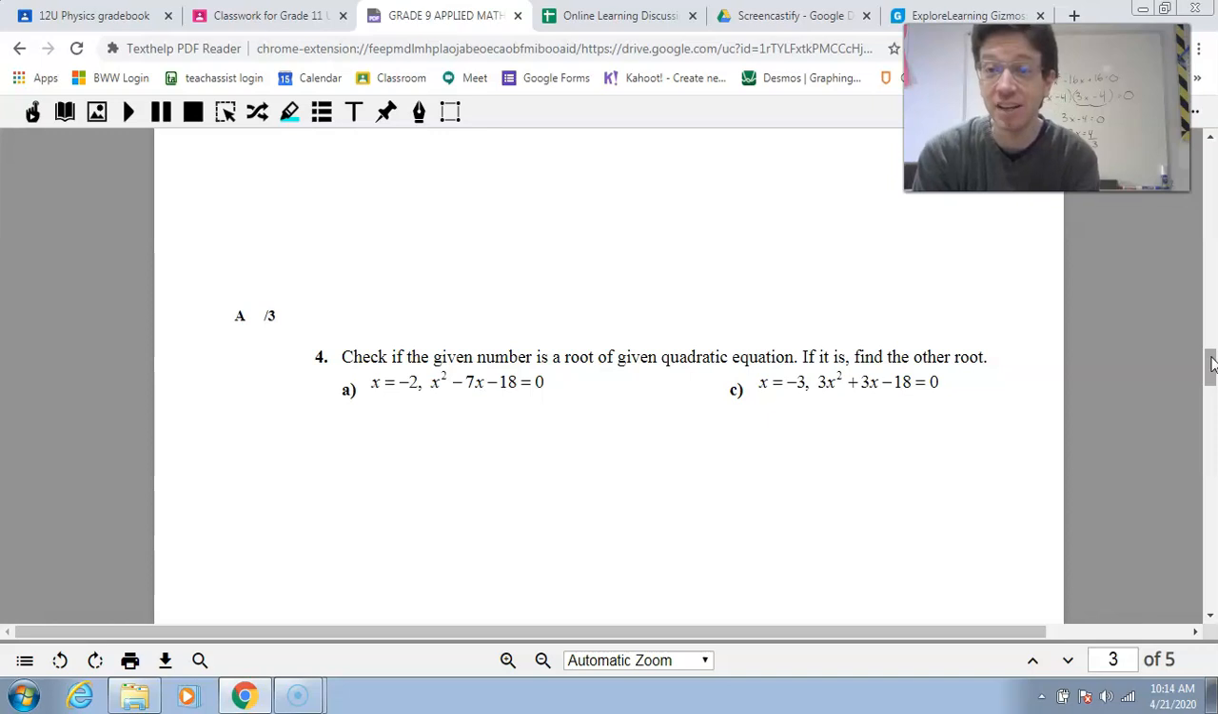All right, and if you haven't done so already, because many people haven't done the Explore Learning Gizmos yet, there's the two, one on vertex form and one on factored form. So please make sure you go and do that. All right, okay, have a good day.